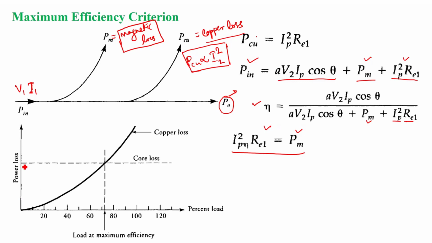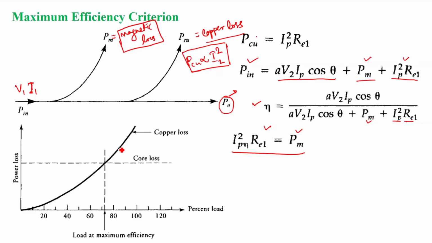So if we vary the load, here we can see the percentage load is varied, right? And here the power loss is drawn. So your core loss remains constant throughout. This is your core loss curve. And if we plot the copper loss with respect to the load, it is in terms of square. It is varying like a square, right?